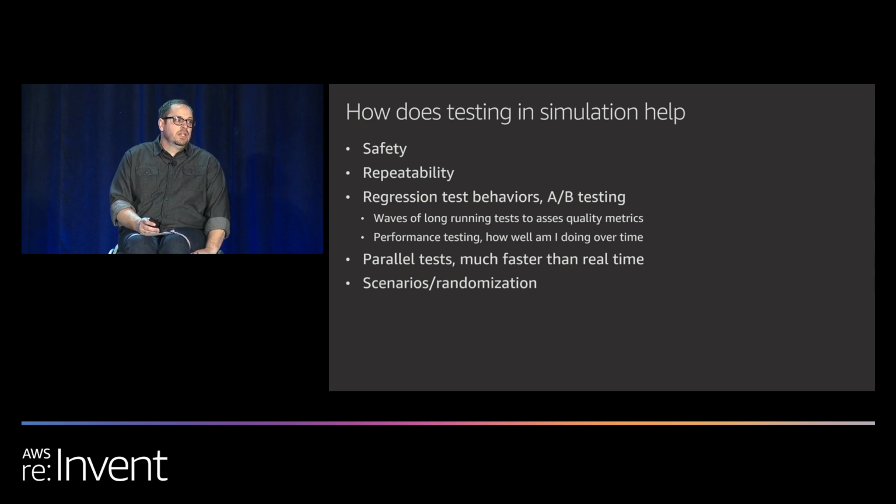Testing in simulation allows us to run tests much quicker than we can in the real world. We can run tests in parallel in simulation, but in a lot of cases, we can also run simulations at sim clock speeds that are faster than wall clock speed. Lastly, we can define scenarios for our robots to test in.